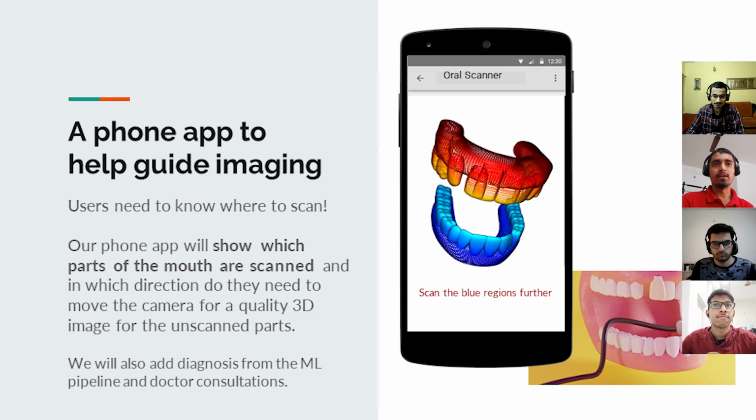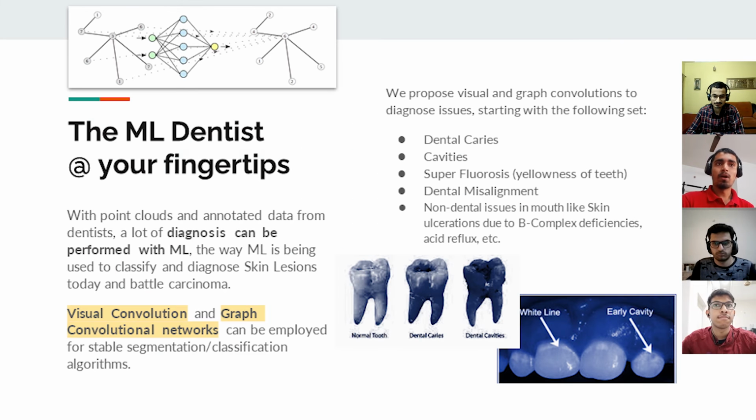Sending scans to your doctor and getting automated diagnosis will be a part of the same app. Given a nice 3D model with color information, we will use graph neural networks to identify issues on the teeth like caries, cavities, etc. Most of these are easy to detect with high quality images.